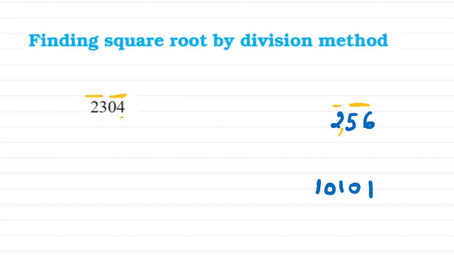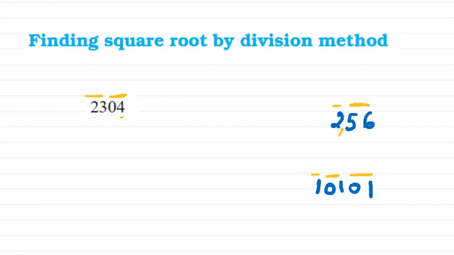Now what if we have five digits? Then also you have to pair up from the units place. So this is the place. How many pairs did we get? Two pairs and the third number as it is. So how many digits will we get in the square root? Three. This is the way you have to do it.